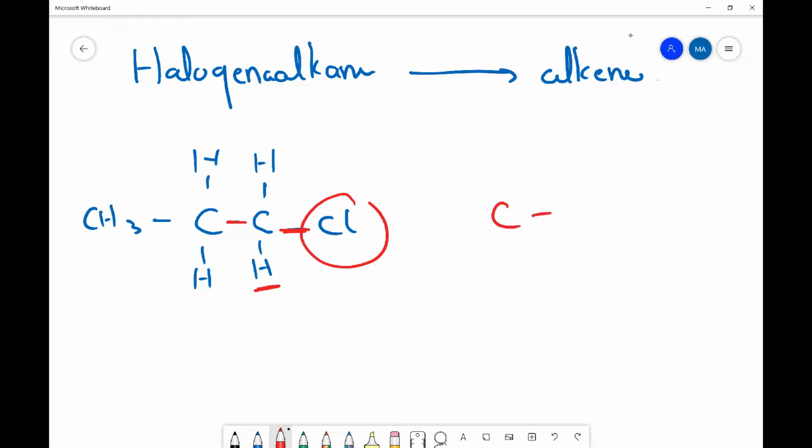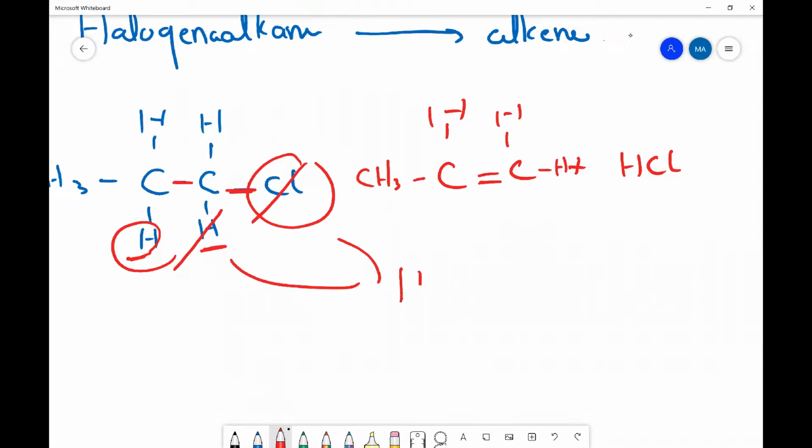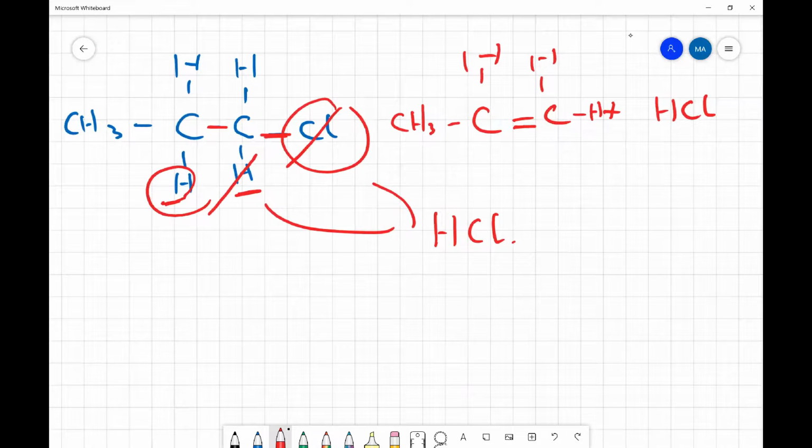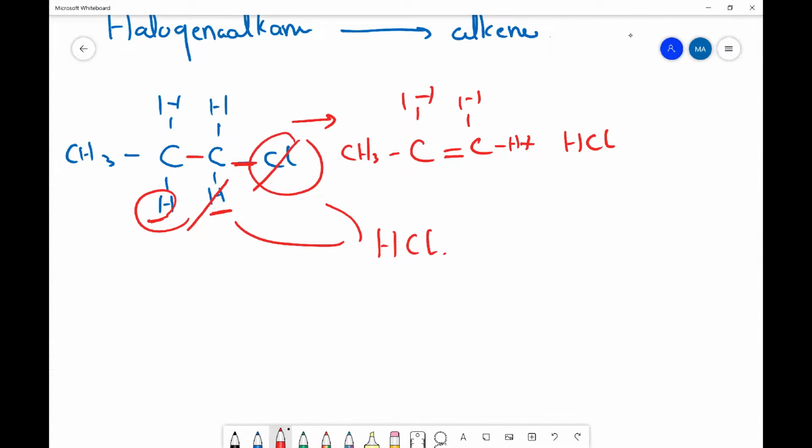So two C's now. There are two hydrogens here, and they just close down to make this alkene. Plus, there's going to be one hydrogen left, this one, and you'll be left with HCl, because if you're removing this hydrogen and this chlorine, they're going to make HCl. So in an elimination reaction, you get an alkene from a halogenoalkane and HCl as a byproduct.